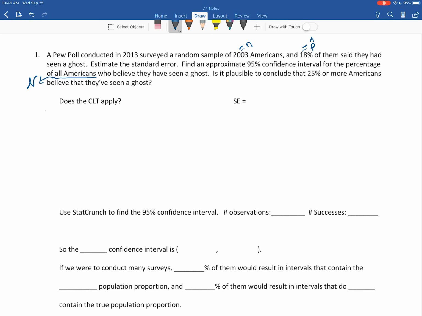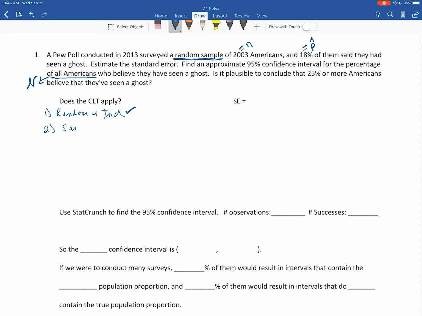So the first condition is, do we have a random sample with independence? And I do see the key phrase here, that this was a random sample that was taken, and if we take a truly random sample, then our observations should be independent. Someone's yes or no answer to this should not affect somebody else's yes or no. So we're good there.